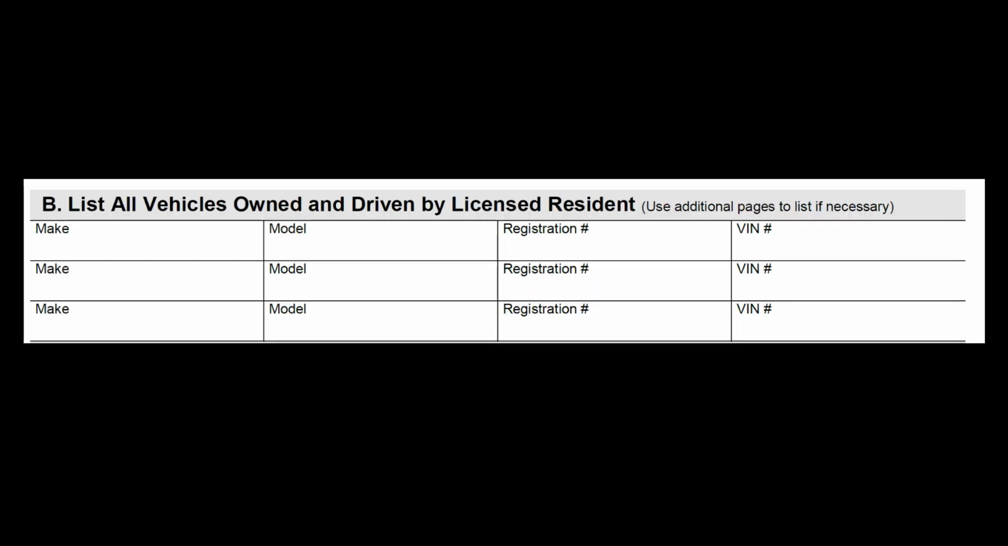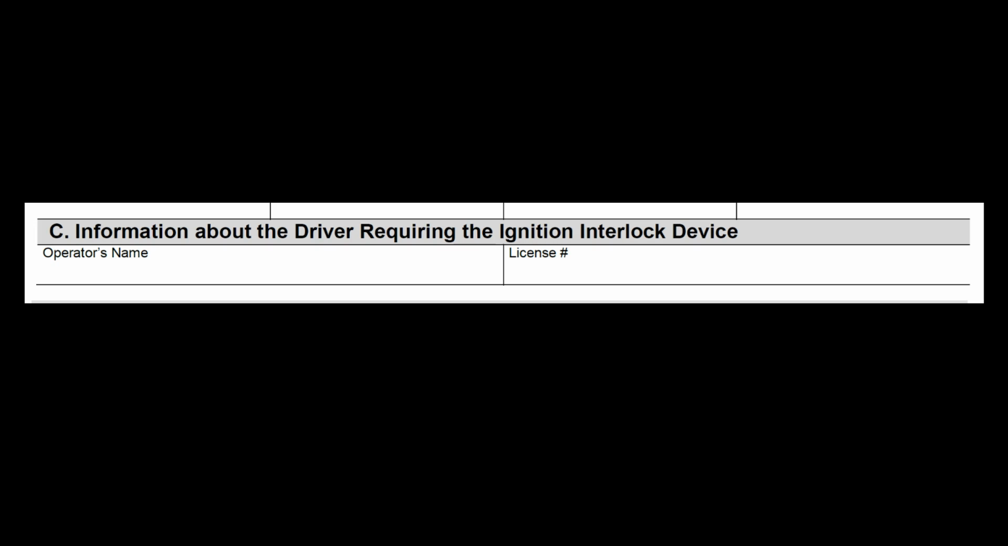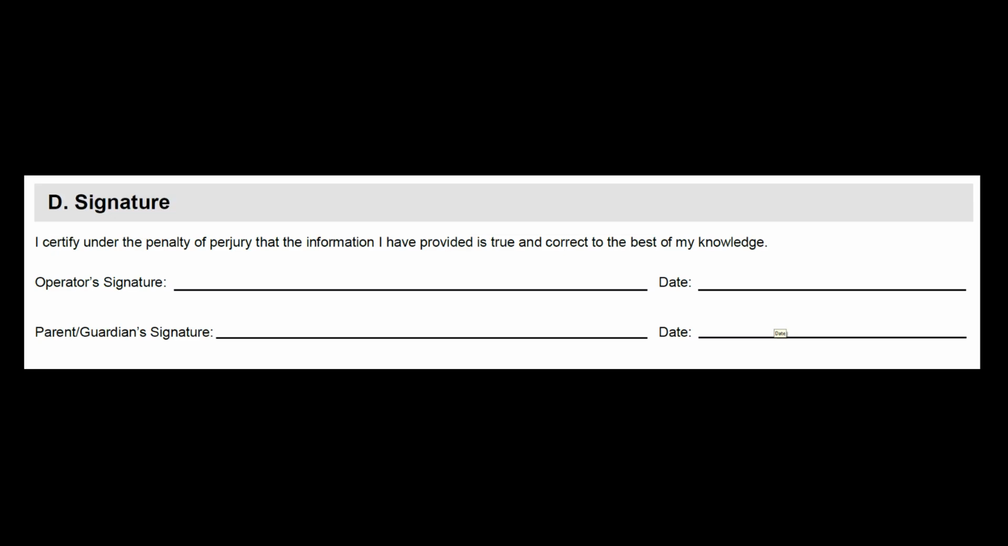In Section B, they need to list the make, model, plate number, and vehicle identification number of any vehicle that they own or drive. Again, these are any vehicles owned or driven by the other licensed resident who lives in your household. In Section C, that's for your information. That's for the person who has the Interlock restricted license, your full name and driver's license number. In Section D, the other licensed resident will sign that and date that.